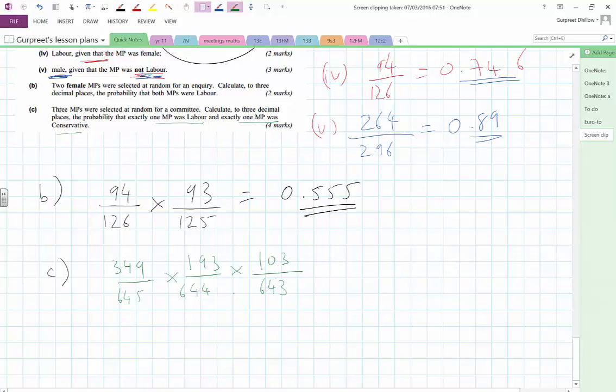But that could happen in different orders. And if there's 3 objects, the number of orders I could do this is 3. So if you just think about the place where you select this person, there's 3 different places that could go. So, and if you do all of that, you get 349 over 645 times 193 over 644 times 103 over 643, times 6, because there are 6 different ways you can order 3 things.